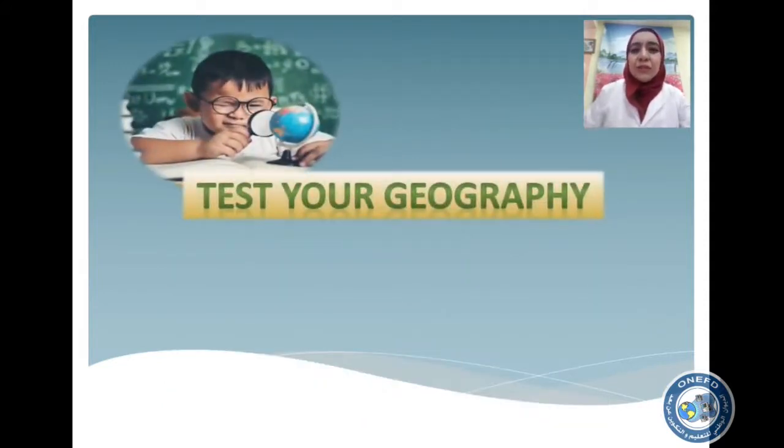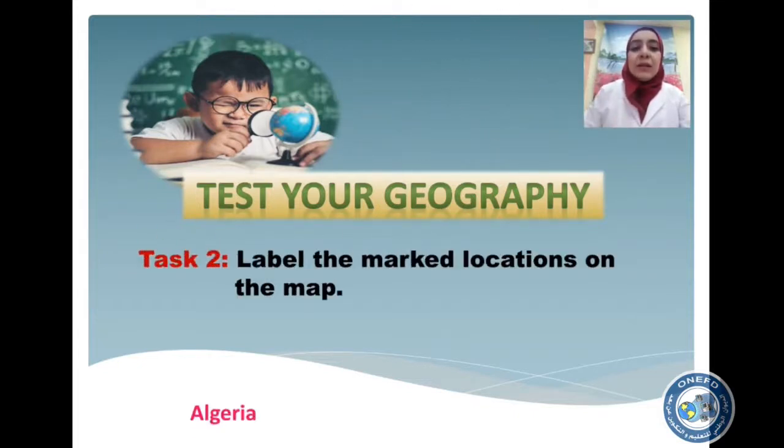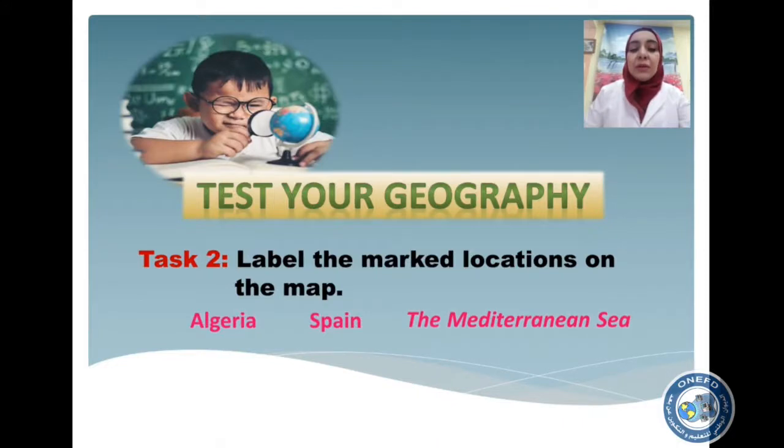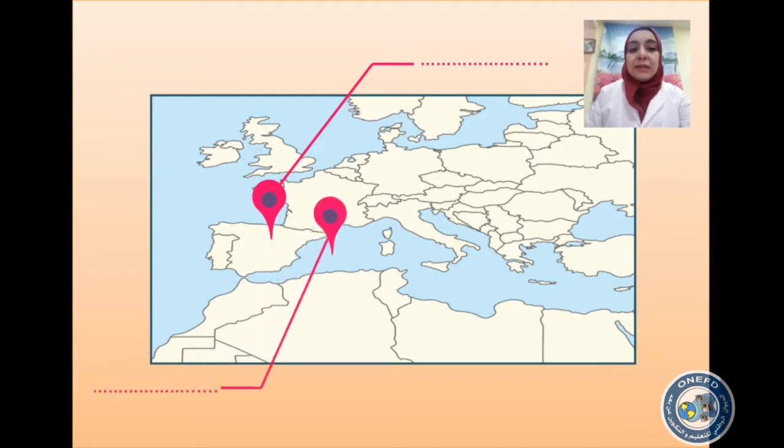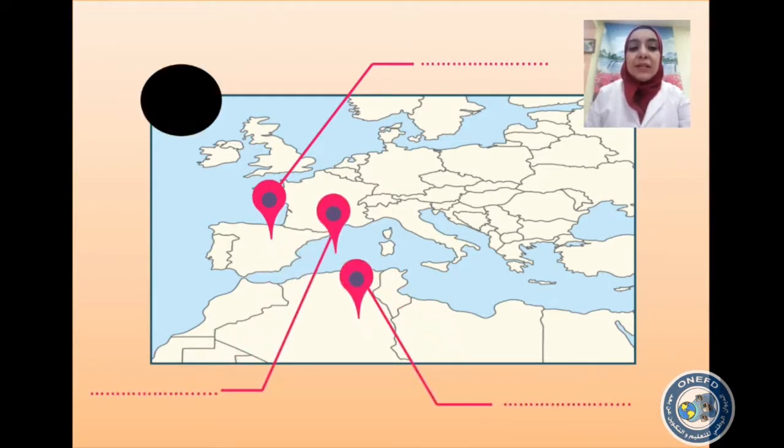Now, let's test your geography. How good are you at geography? Are you good? Do you like it? Let's see, and do task 2. Label the marked locations on the map. You have 3 locations, 3 places. You have Algeria, Spain, and the Mediterranean Sea. Where are they located on the map? This is the map of North Africa and some parts of Europe. Try to label or put the names in their correct places. Algeria, Spain, and the Mediterranean Sea. That's an easy task. Try to think about it.